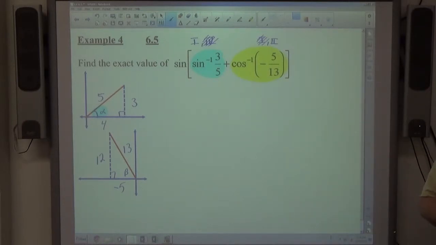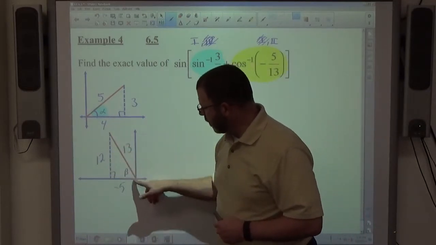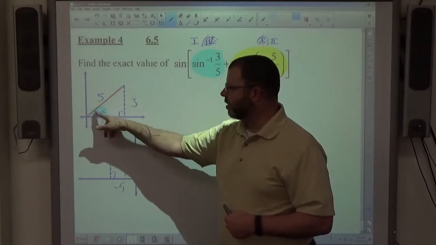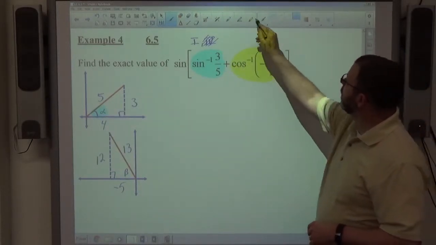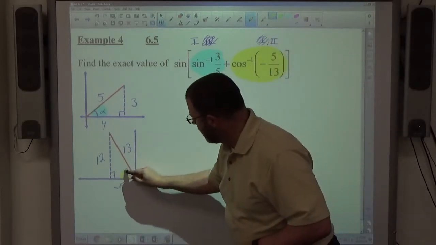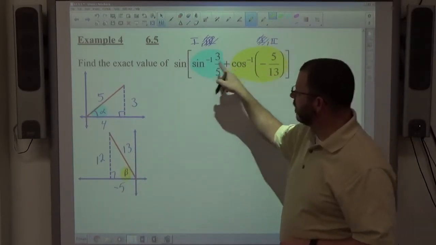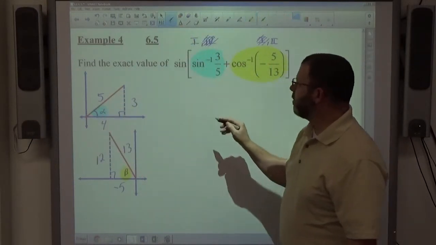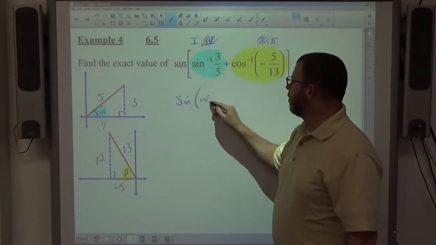So the direction that you're going is dependent upon what the signs are. Going up is positive, going left is negative. Hypotenuse always positive. Right positive, up positive, hypotenuse always positive. So now, if we take a look, this angle beta is what inverse cosine of negative 5/13 is. This angle alpha is the inverse sine of 3/5. So this problem can then be transformed from what it is into this problem, sine of alpha plus beta.